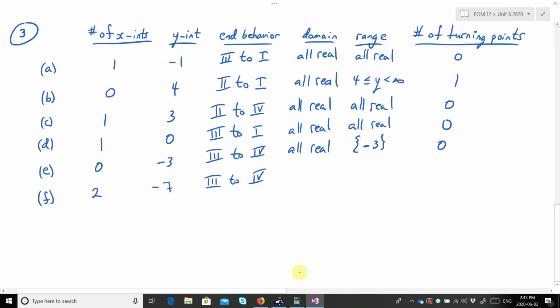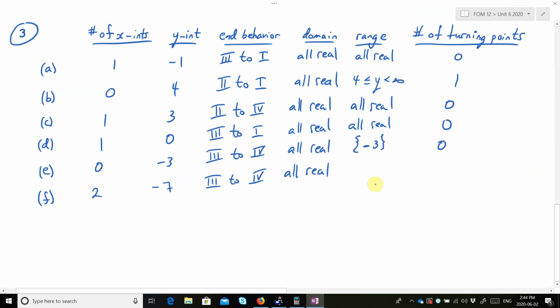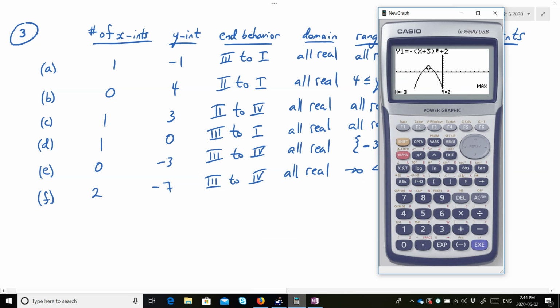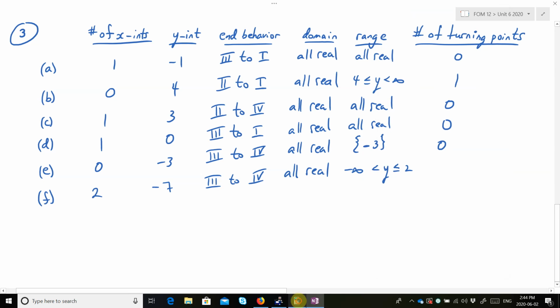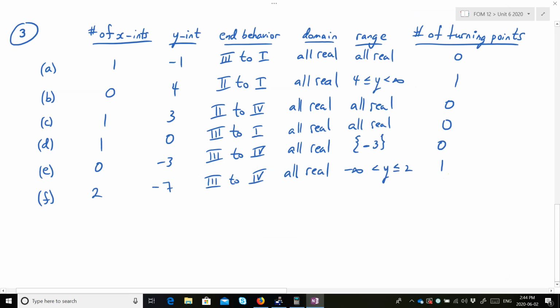The domain is all real because the graph goes from left to right forever. The range, the graph goes down forever, but it does have a highest point up here. If we were to go and find the max, the highest y value is 2, and then the graph is below that. So we would have to say that y is less than or equal to 2, greater than -infinity. It's the special way we say that. And number of turning points, it gets up to the top of that hill and turns back. So there's 1 turning point.